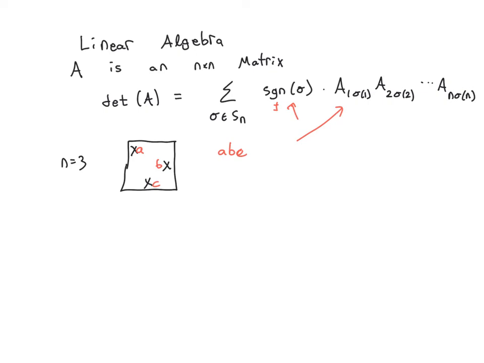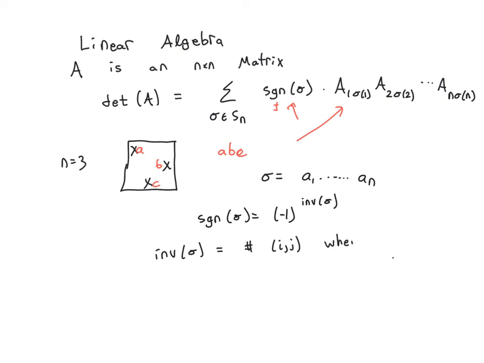The other fact I know about the signature that's kind of neat is another way to calculate it. Suppose you write sigma in one-line notation. You know, the notation we tend to avoid in this class. Then the signature is also -1 to something called the number of inversions, where the inversions are the number of ordered pairs where i is less than j and sigma i is greater than sigma j.